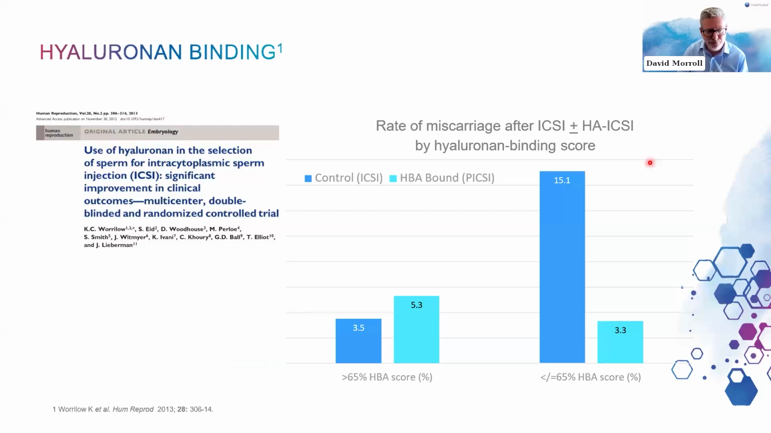In this multi-center study from Morroll and colleagues, what they demonstrated was a reduction in the risk of early pregnancy loss, particularly in men with low hyaluronan binding in their native semen. When you use hyaluronan binding during the ICSI procedure to select sperm for injection, you got much lower miscarriage rates.